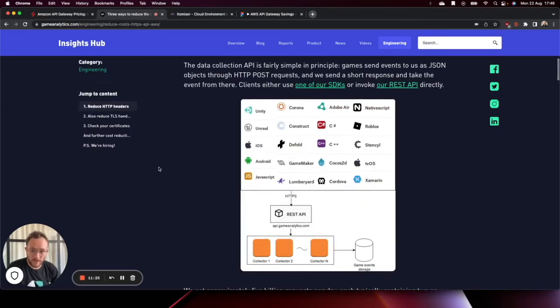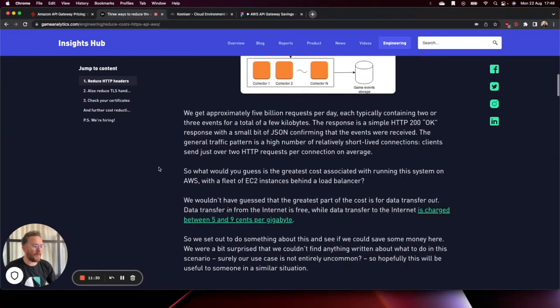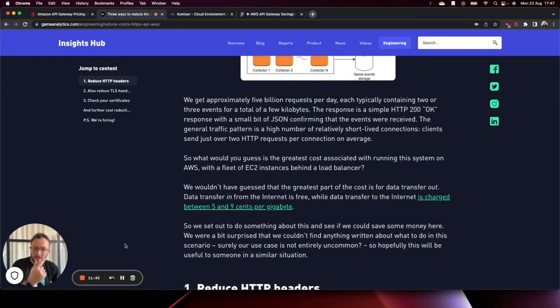And when they were going through their cost reduction efforts, they saw that the biggest amount of cost came from their data transfer out. And they took a series of steps to reduce that data transfer out. This is what they found.